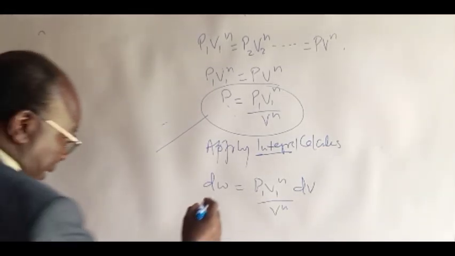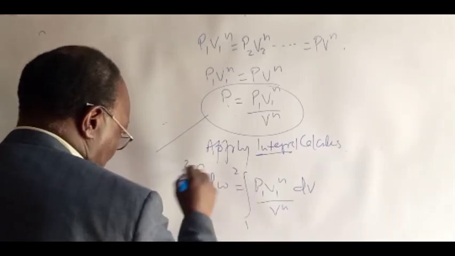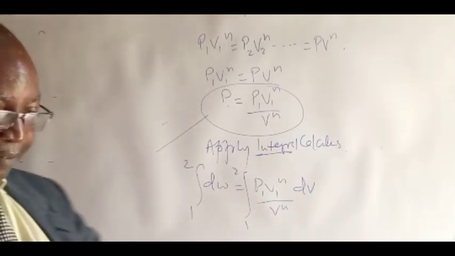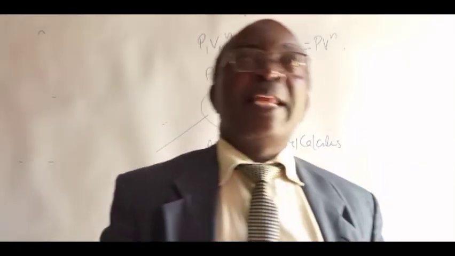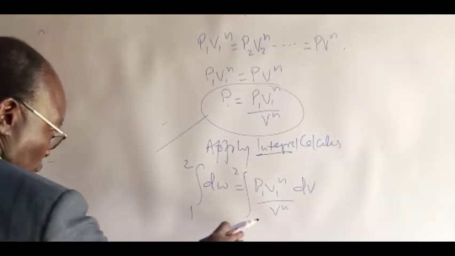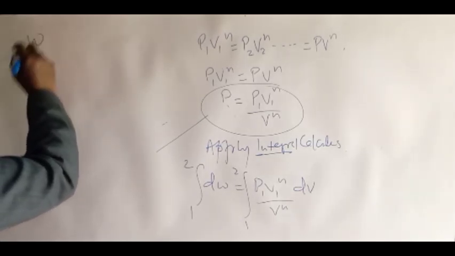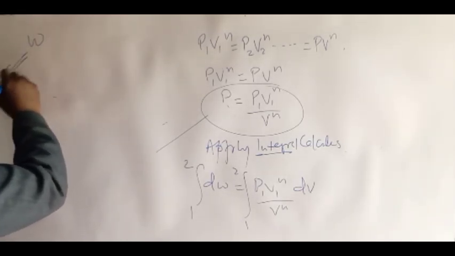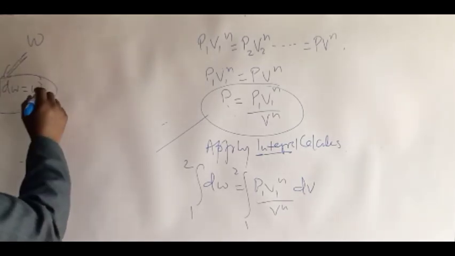So if we integrate from some state 1 to 2, that is, we are starting from some state point 1, moving to some state point 2. What's a state point? That's a point which is defined by some thermodynamic variables. So if we start from some state point 1, going to 2, then W. I repeat again, the integral of dW is W, not delta W.